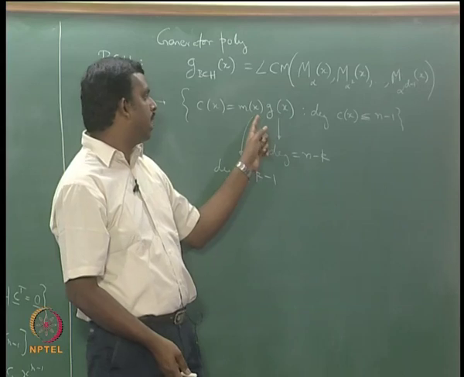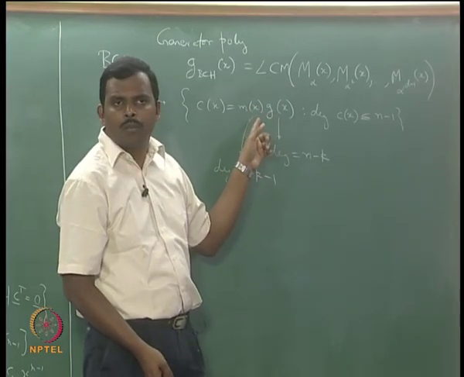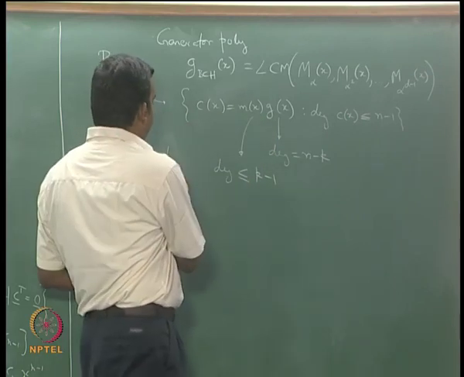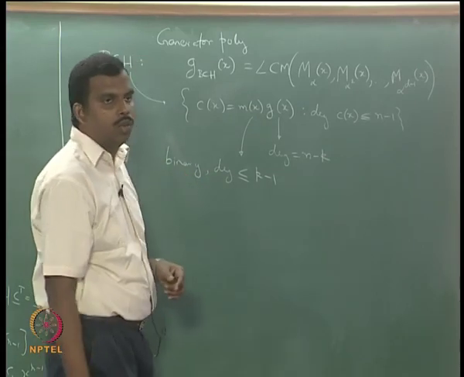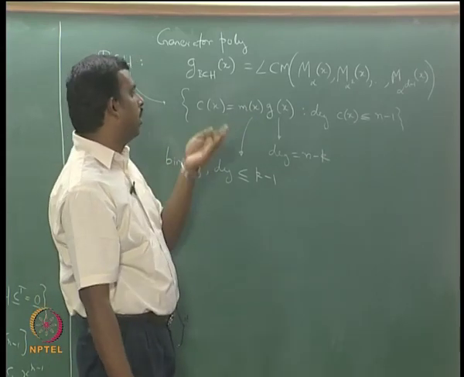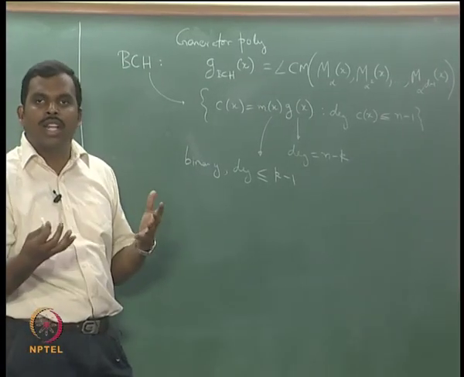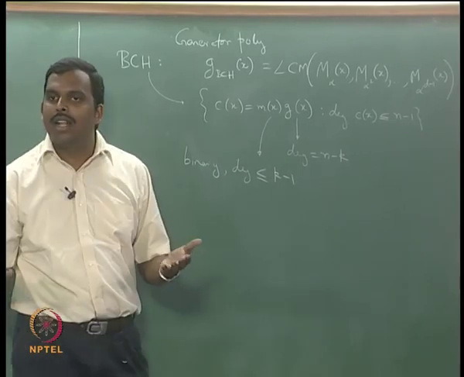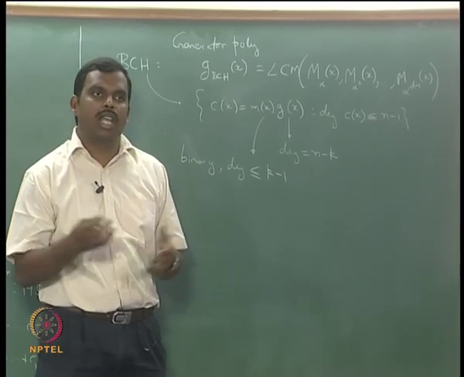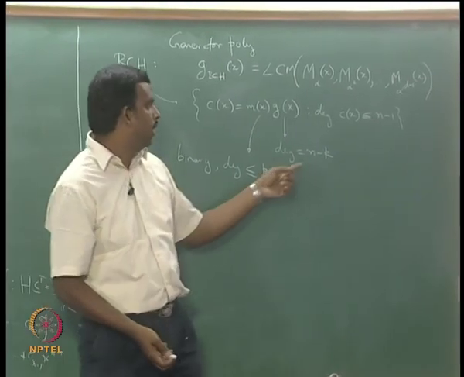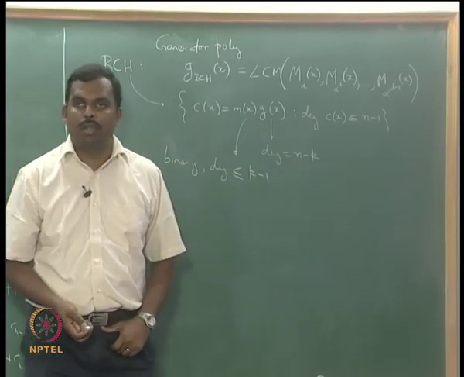You can take any m of x, binary in the case of BCH, degree less than or equal to k minus 1. So how many such m of x's are there? 2 to the power k, and that made very good sense finally, because that is exactly our number of code words in the BCH code, 2 to the power of k, and so k is our dimension. So this is a nice notation to use: n minus k for the degree of the generator polynomial.